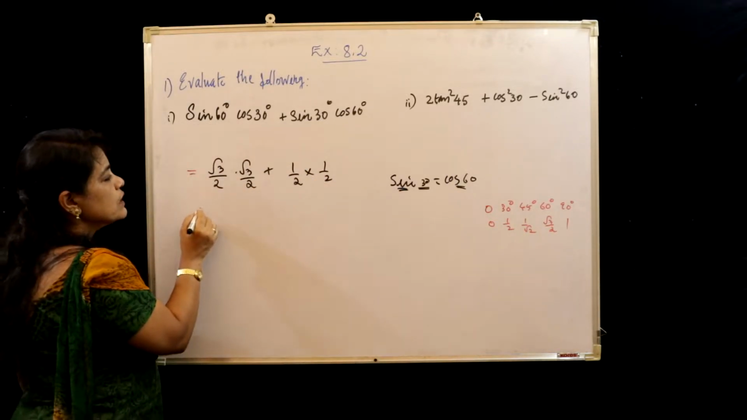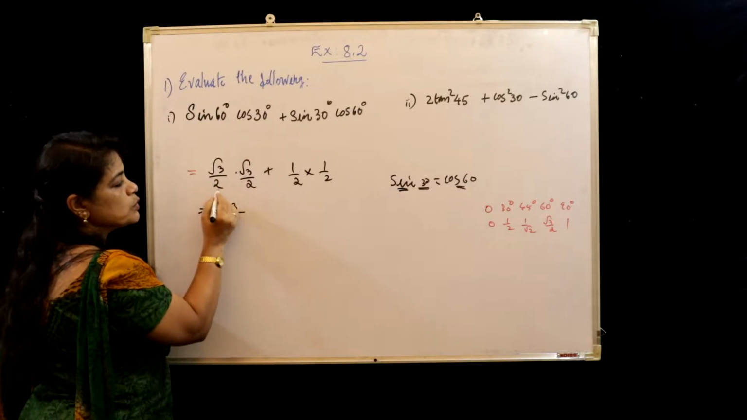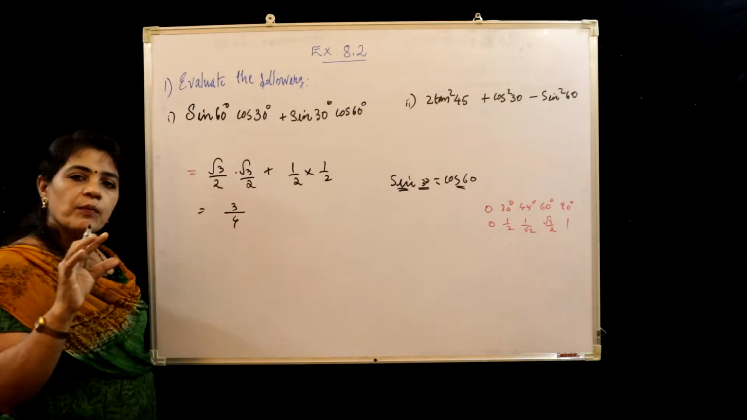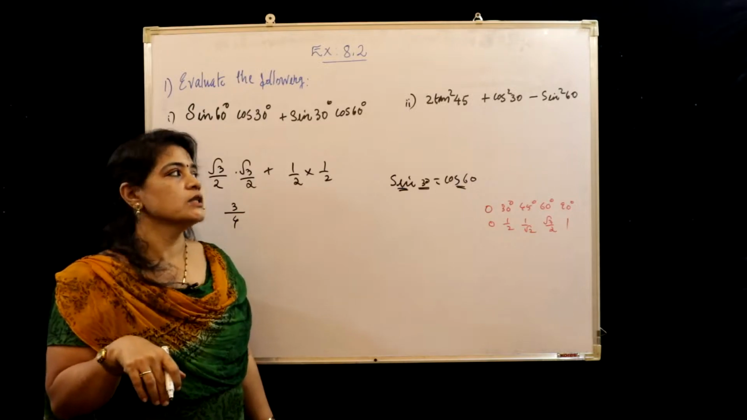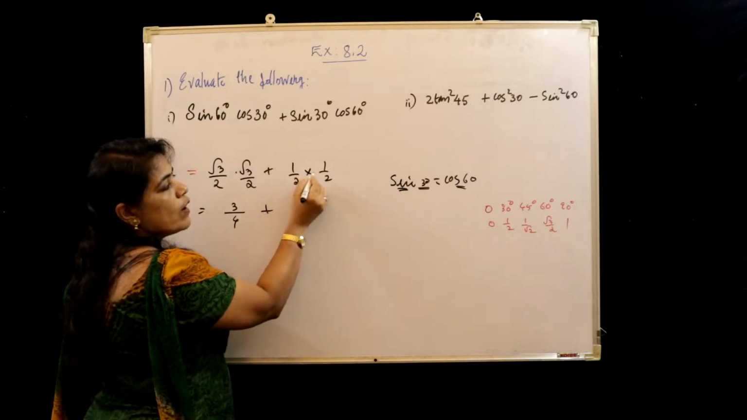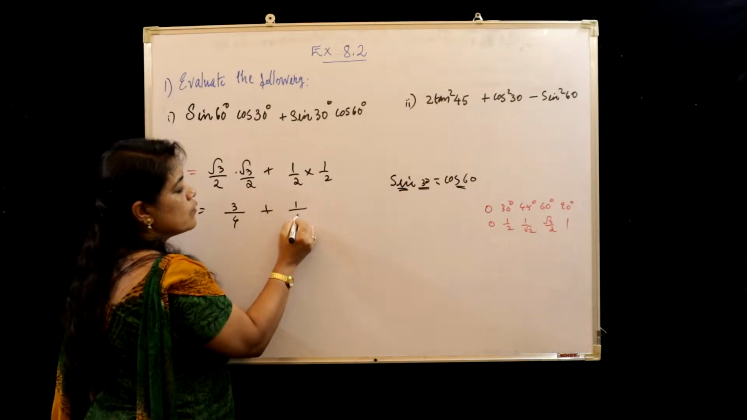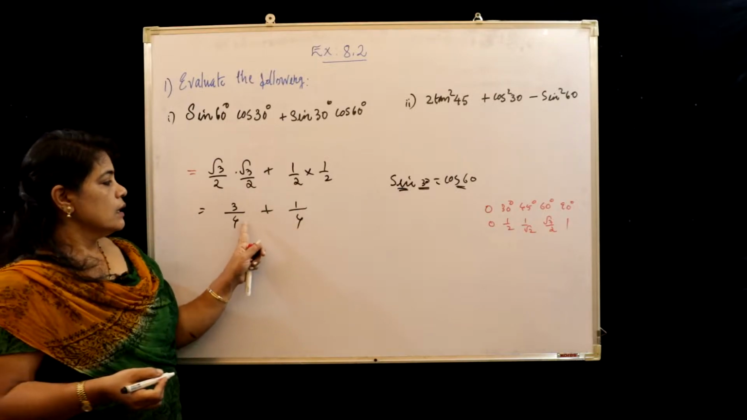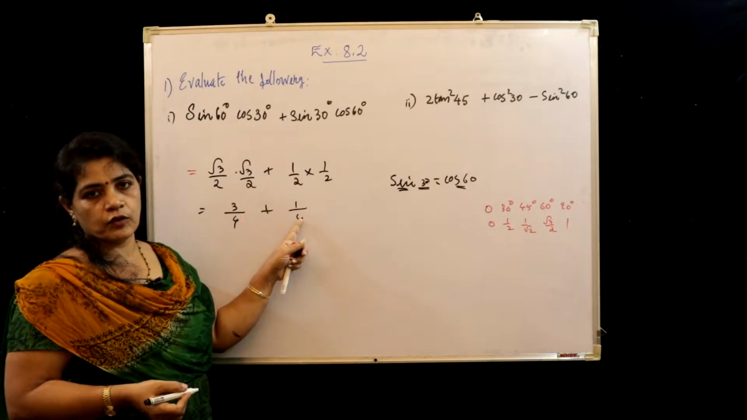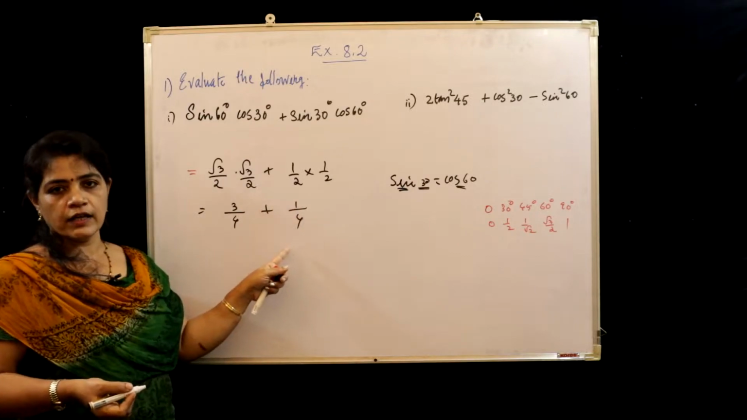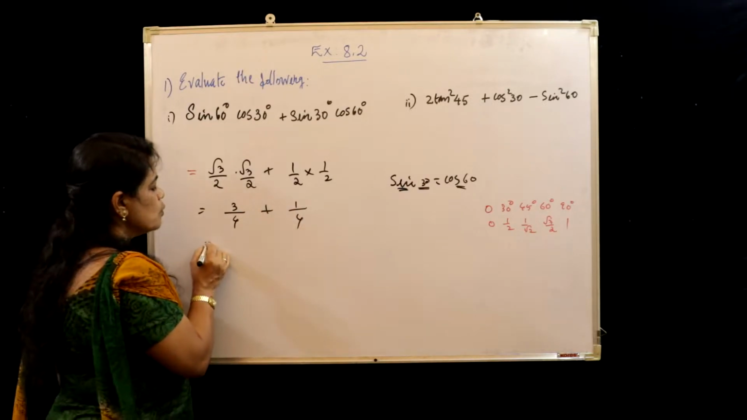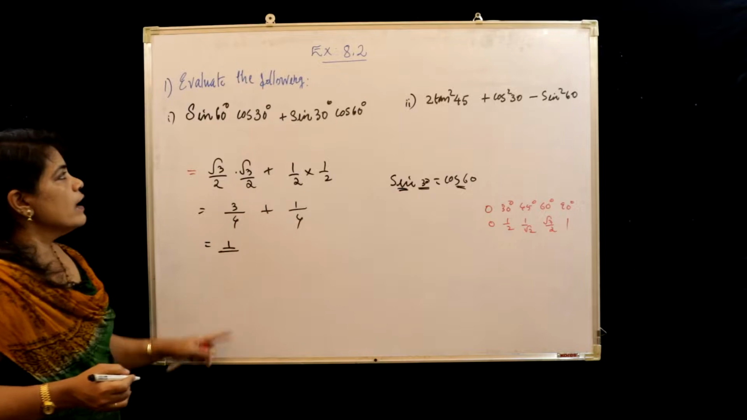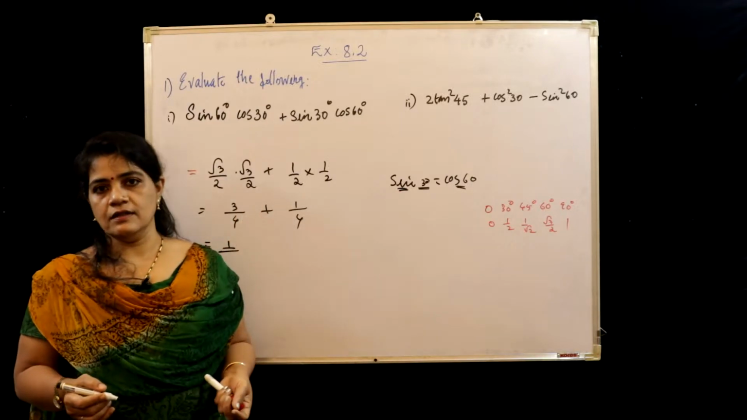So root 3 into root 3 is 3, 2 into 2 is 4. Multiply the numerator and the denominator. Plus 1 into 1 is 1, 2 twos are 4, so 3 by 4 plus 1 by 4, that is 3 plus 1 whole divided by 4, which equals 1. So this is the value of the first question.